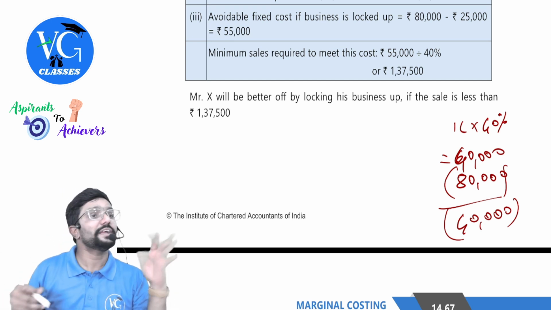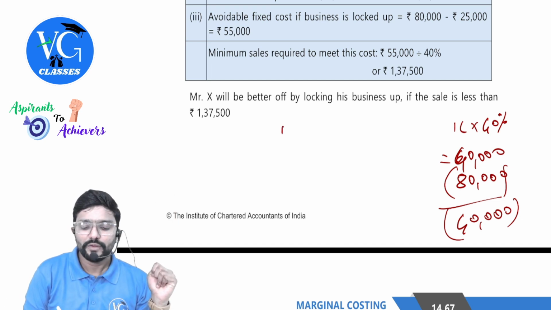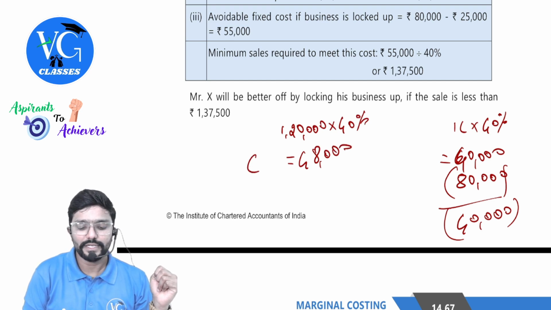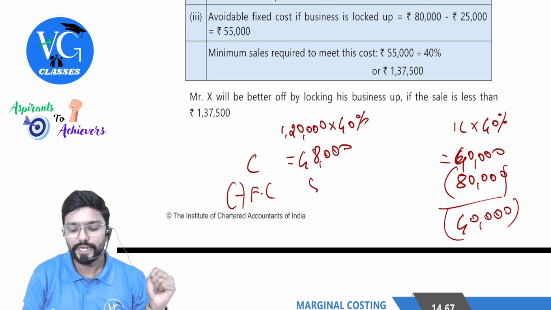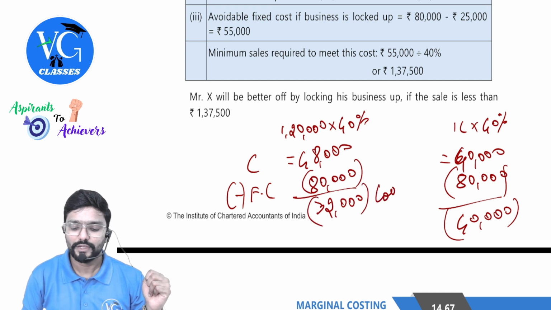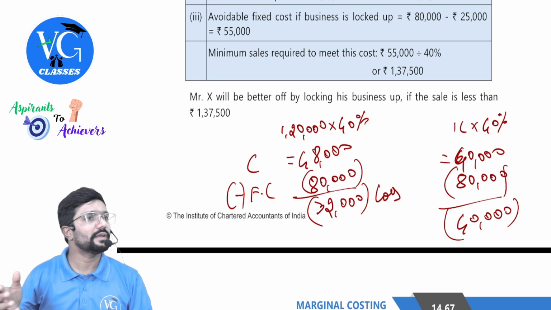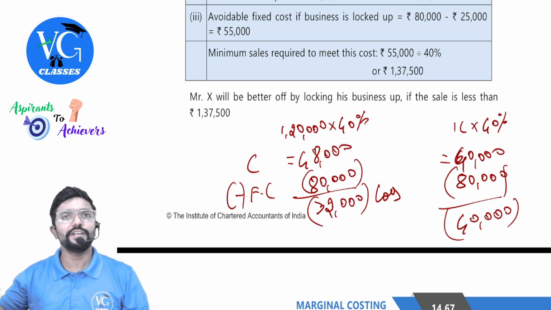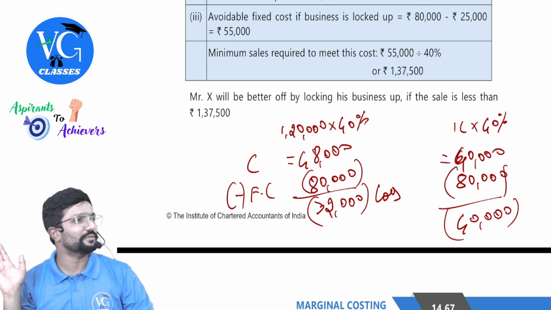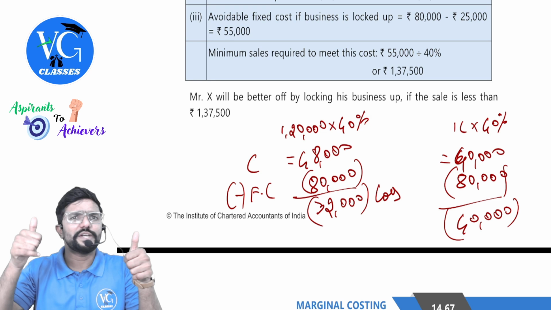Understanding? Yes. Sir, let me take 120. My sales is 1 lakh 20,000, into 40%, 48,000 contribution. Correct? Yes, sir. Minus fixed cost, 80. 32,000. What is this? Loss. Better shut down. Why? If you shut down 25, if you continue 32, which is better? Shut down. Relax at home. Hope you understood.